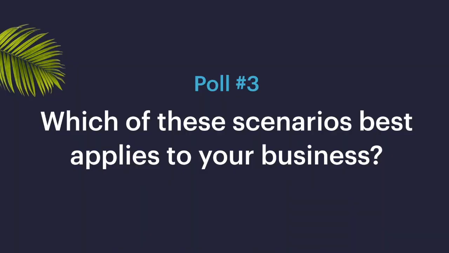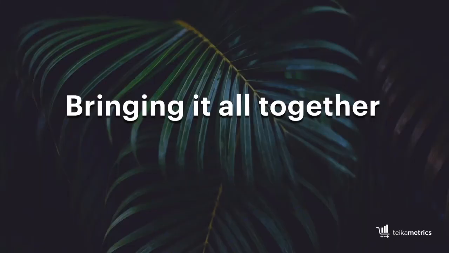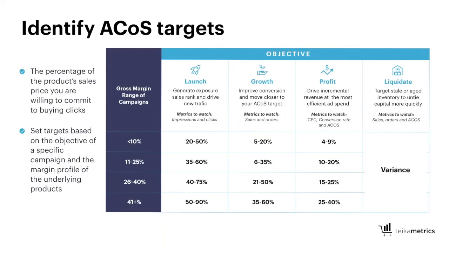Perfect. So that brings us towards the end of our webinar here. We wanted to wrap up some of these concepts for you and give you a couple more action items to take away. So the first thing is, how do you identify your ACoS targets? So we've kind of put the margins and objectives together for you. Megan's going to be dropping a link in the chat box, so you have access to this chart moving forward as well. So don't worry if this is a lot of information to retain right now. You can always access it at that link.